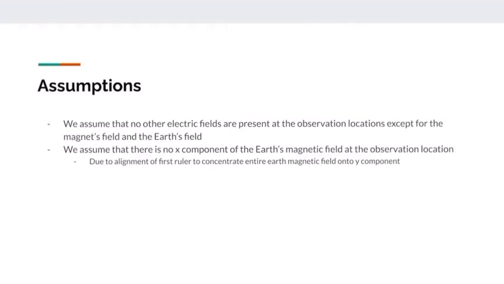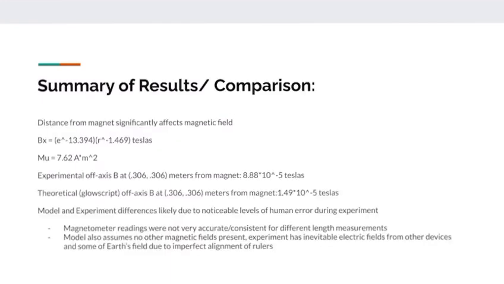To do this lab, we assumed that no other electric fields were affecting the magnetometer's readings. In order to assume this, we tried to isolate all the other devices in the room to minimize their interference with the phone's magnetometer. And then we also assumed that in part 1, we perfectly aligned the rulers so that we wouldn't have any X component due to Earth's magnetic field itself.